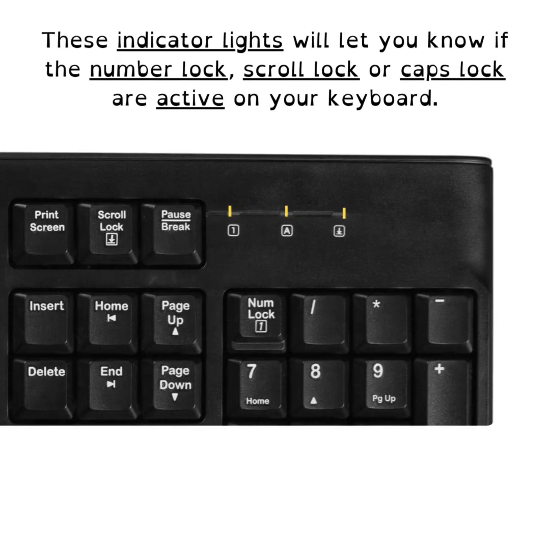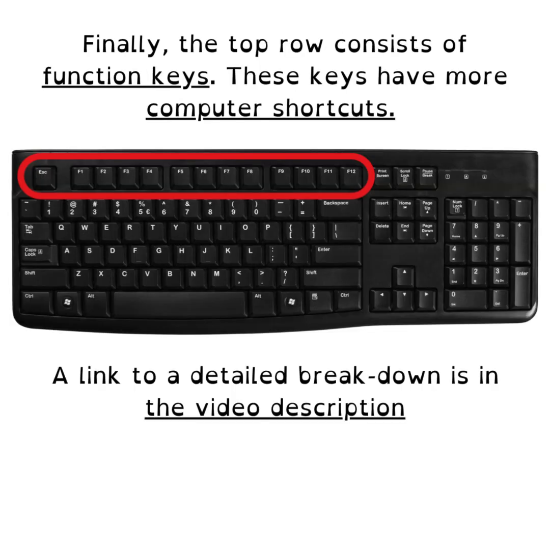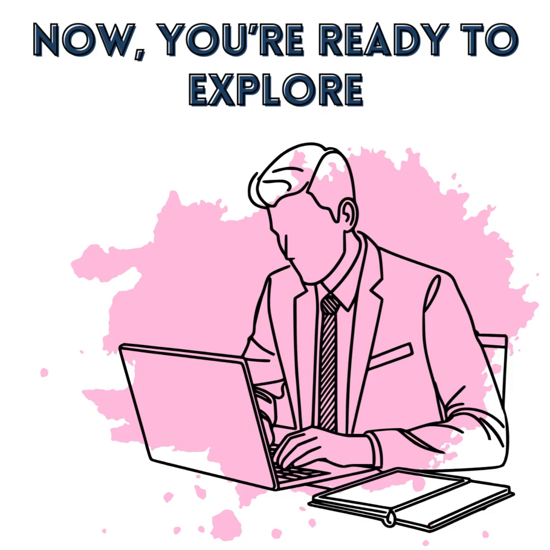These indicator lights will let you know if the number lock, scroll lock, or caps lock are active on your keyboard. Finally, the top row consists of function keys. These keys have more computer shortcuts. A link to a detailed breakdown is in the video description. Now, you're ready to explore.